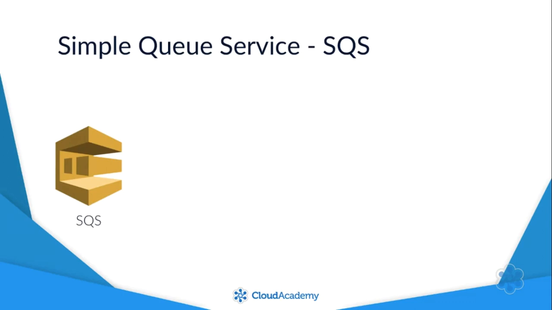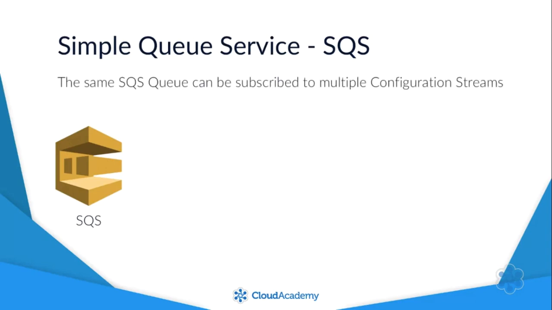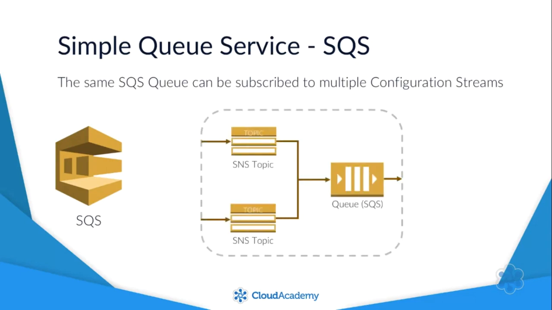If you did decide to have different configuration streams in each region, so effectively different SNS topics, then you could still subscribe the same SQS queue to multiple SNS topics, preventing your application from polling from multiple queues to process data from the configuration stream.